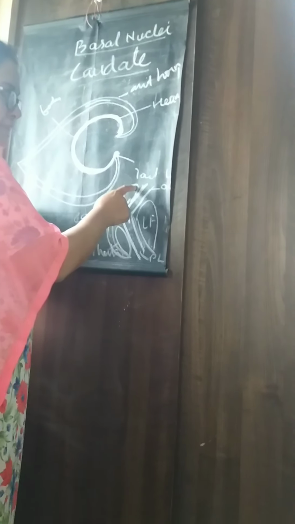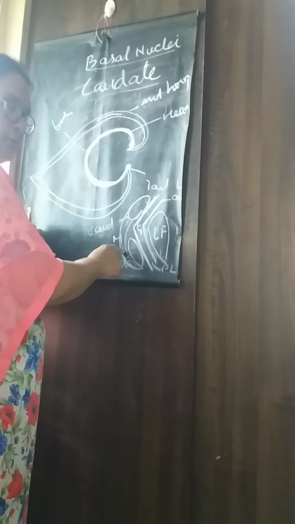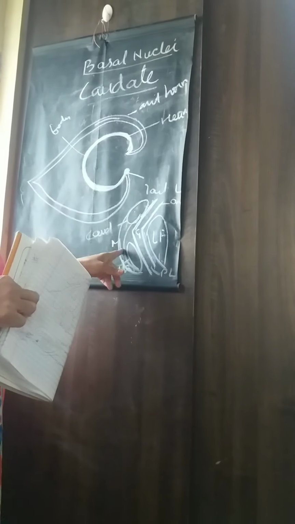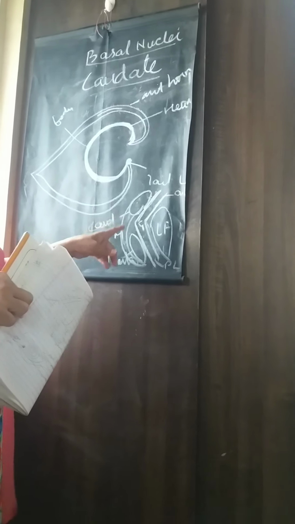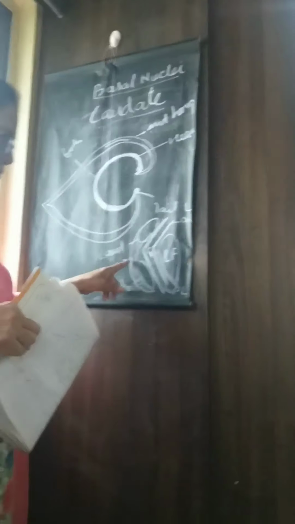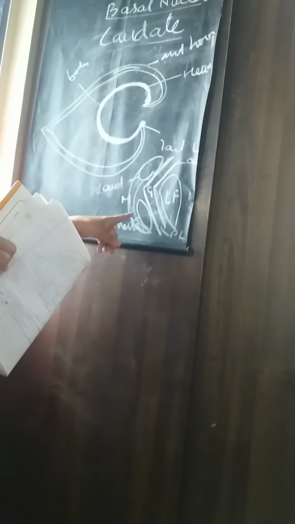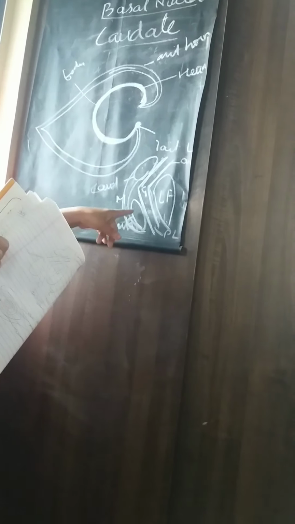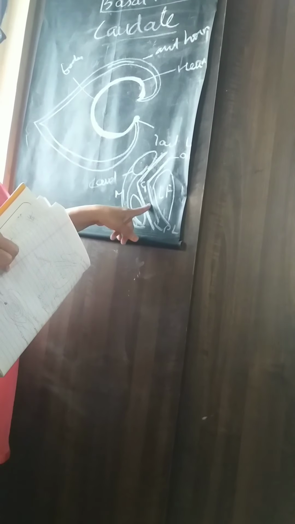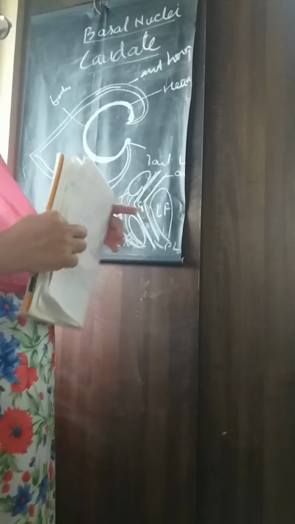So the head is present in the upper part, that is the anterior limb, and the body is present behind, medially to the posterior limb. The body of the caudate nucleus forms the medial boundary of the posterior limb of the internal capsule, and the head forms the medial boundary of the anterior limb of the internal capsule.